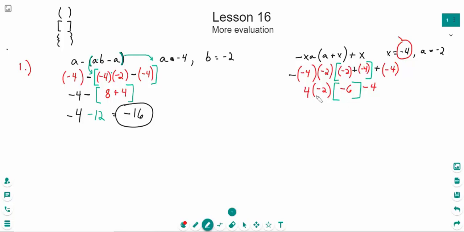We have a 4 times a -2. Now 4 times a -2 is going to give us a -8. And then we have our bracket, which I'll just write in red now. So we have -6 in the bracket. And then we have our -4 at the end here that we're adding to this product. So we have a -8 times a -6, which is a 48, minus the 4. So we have a 48 plus a -4 is a 52. All right, so that is our solution there.